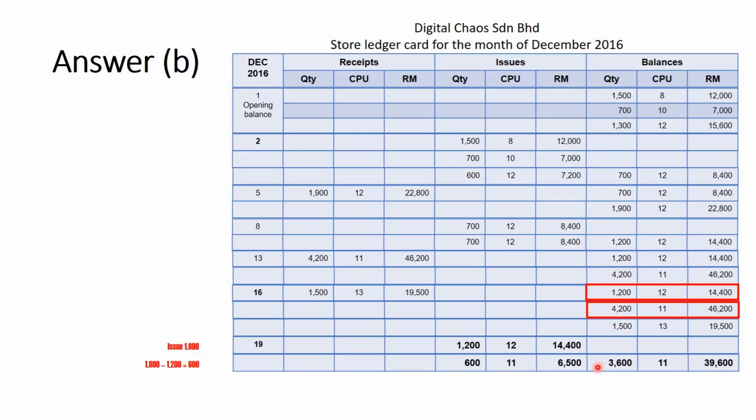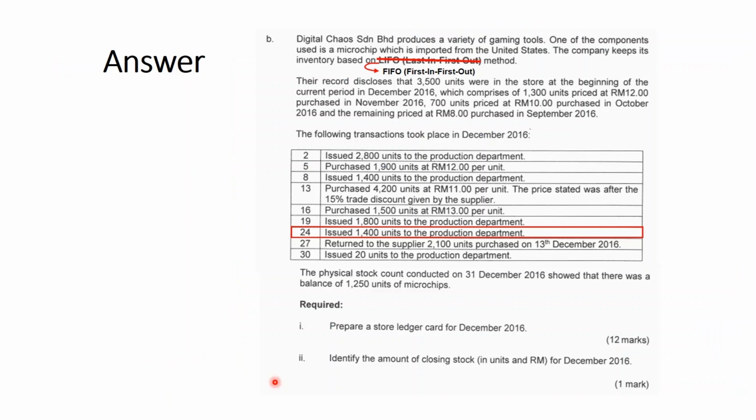Then we get balance 3,600. So the balance is from 4,200 minus the 600. Then we get 3,600 at RM11. And then we record the next of our stock balance, which is the last batch, which is 1,500 at RM30. So this is our stock as at 19 December.